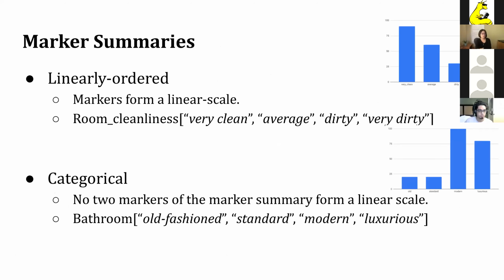So there are two types of marker summaries, linearly ordered and categorical, in the subjective database system that we implemented, right? In the linearly ordered case, markers form a linear scale. You can think of a histogram shown on the top right here, with all the counts for hotels, reviews which indicate that this hotel is very clean, or reviews which indicate that this hotel is very dirty. If you see a phrase like rooms are pretty clean in the review, this phrase can contribute in part to one or more markers, because sometimes it's not clear what pretty clean means. Is it very clean or is it average? So they can contribute partially to multiple markers.